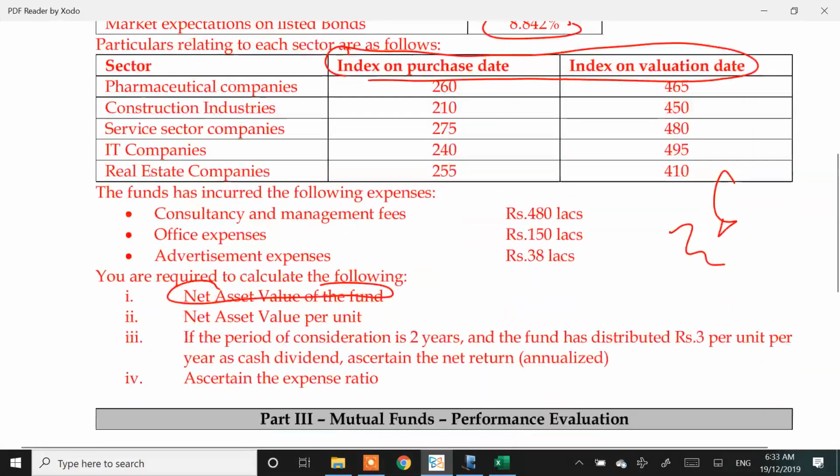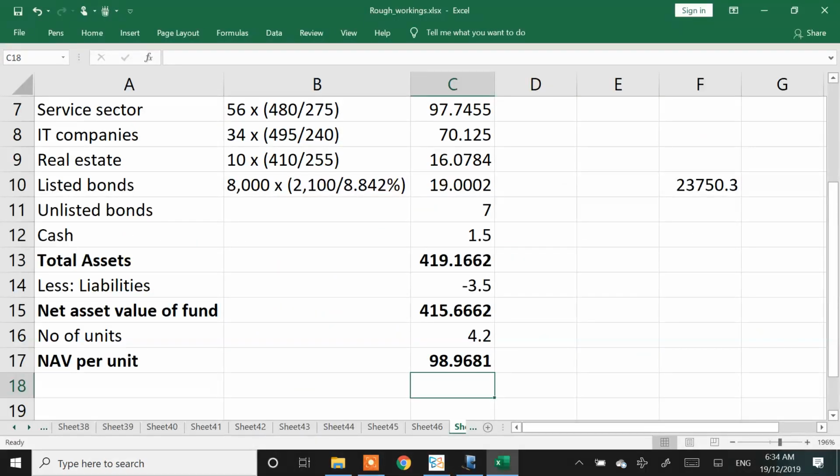Okay. Now they are saying if the period of consideration is 2 years and the fund has distributed 3 per unit, ascertain the net return. Net return is going to be NAV 1 minus NAV 0 plus D1 plus CG1 divided by NAV 0 into 100. I've already got NAV 1, which is 98.9681. Technically in this question it should be called NAV 2, the NAV at the end of the second year. They have mentioned a 2-year period, but we'll just call NAV 1 the ending NAV and NAV 0 the beginning NAV. That's how we take it when we apply the formula.